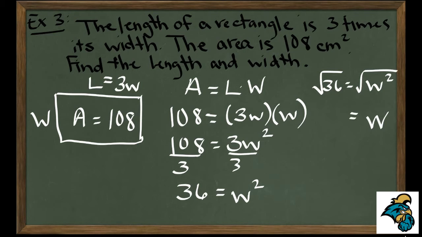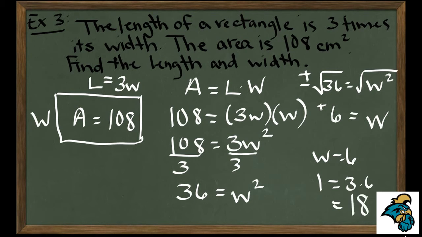And just so you know, when you're taking the square root of both sides, you have to take into consideration the positive and the negative result. That leaves me with plus or minus the square root of 36. Well, I know that the square root of 36 is just 6. And I know that width is never going to be negative, so I can go ahead and ignore the negative in this particular problem. So that leaves me with a width of 6 and a length of 3 times that. So 3 times 6, which is 18. So my width is 6, my length is 18.